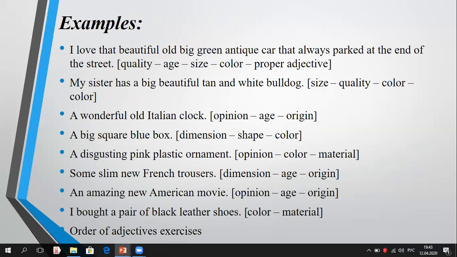You see here, in the sentence we have the following words. Beautiful, it shows the quality. Old, age. Big, its size. Green, color. Antique, its proper adjective, then car. You see, this is the structure or the place of adjectives in the sentence.